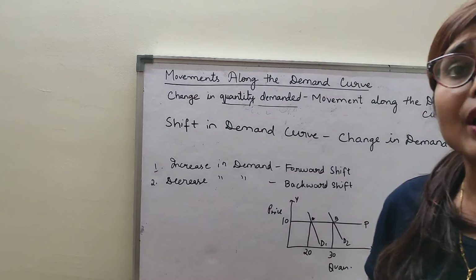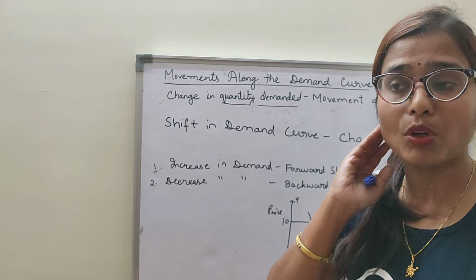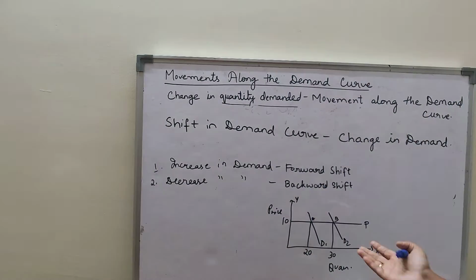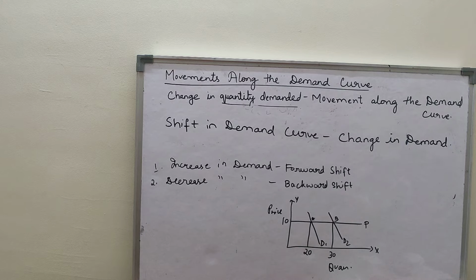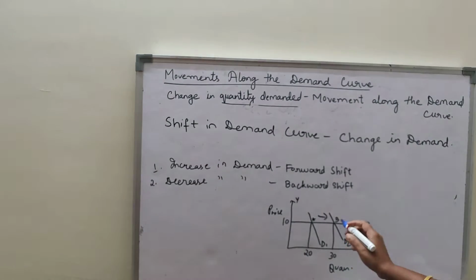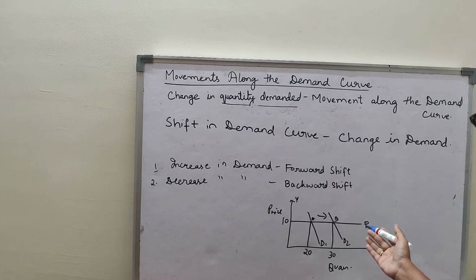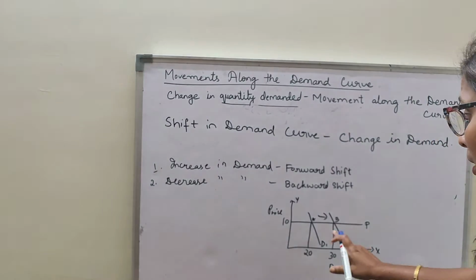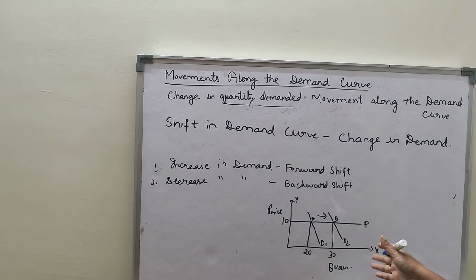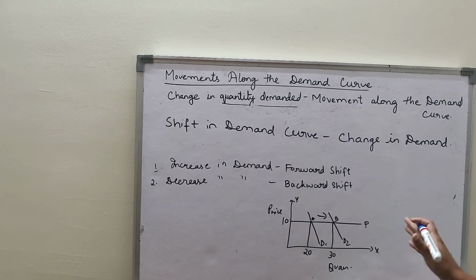It may be due to change in income, that means increase in income, or change in taste in favor of the good. Anything it can be. So consumer demanded more of it. Now the demand curve shifts to the right, that means the forward shift, indicating that there is an increase in demand. The demand curve is shifted from D1 to D2.